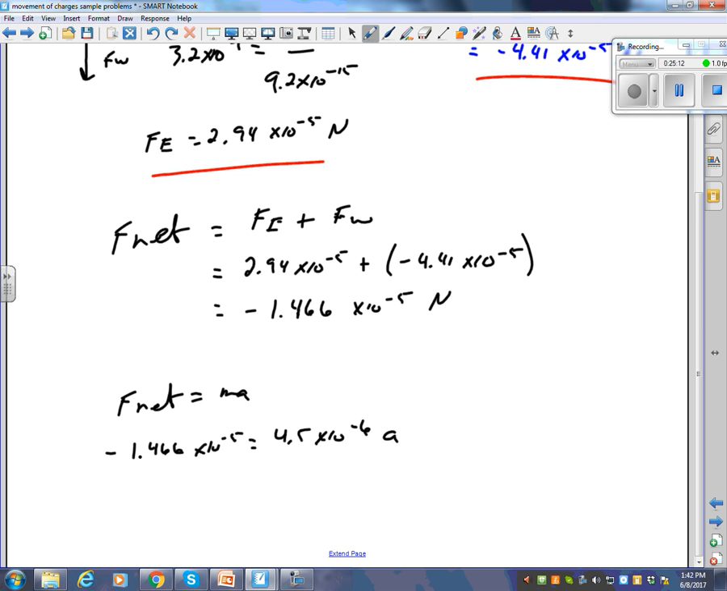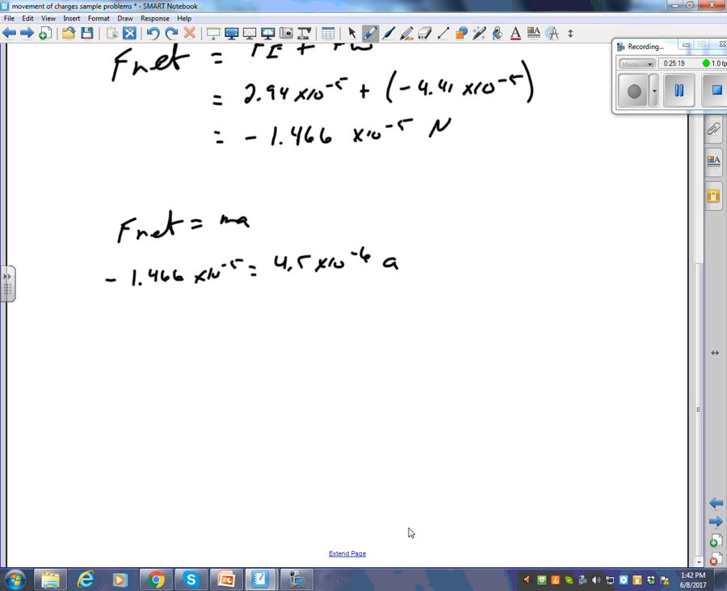How do you solve this? You have to know. Divide. You simply have to know. It's just like 10 is equal to 2a. Right? Divide both sides by 2. So you're going to divide, and you're going to get a value of minus 3.26 meters per second squared. I don't want 3.24. Yeah, that's close enough. It all depends on your rounding.